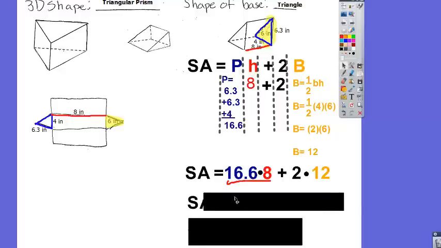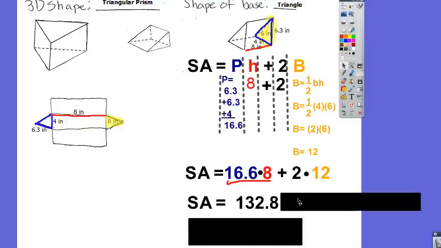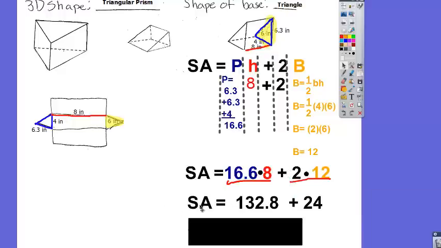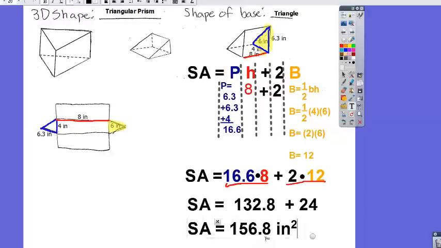So our surface area equals 16.6 times 8 is 132.8. Plus, then I need to work out 2 times 12, which gets us 24. And our last step, because the formula says so, is surface area equals 132.8 plus 24. So I add those to get 156.8 inches squared. Again, surface area is units to the second power.